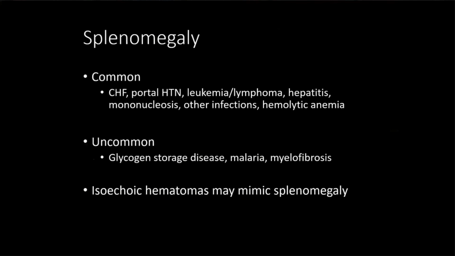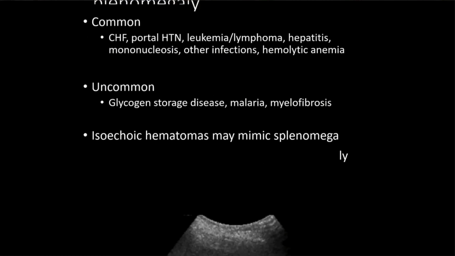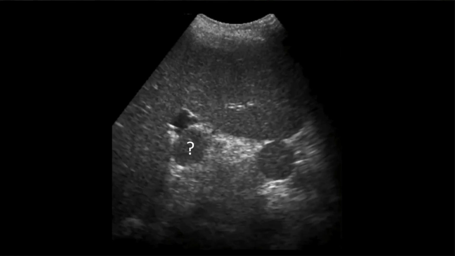So if you have a trauma patient and they have a big spleen, really take a look and see if there's a small amount of free fluid, or if there's not vasculature in the entire spleen. It may be that there's actually a hematoma there. So what is this?